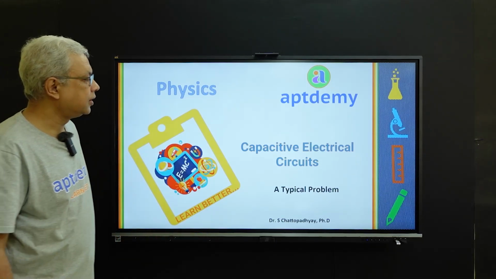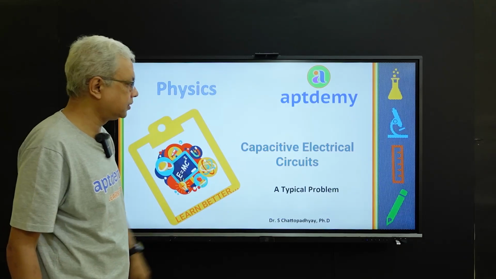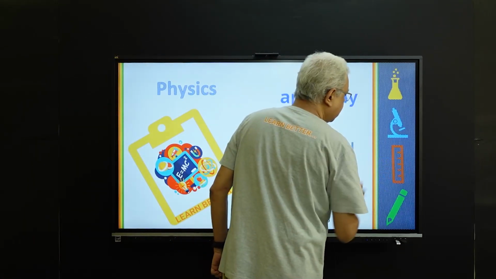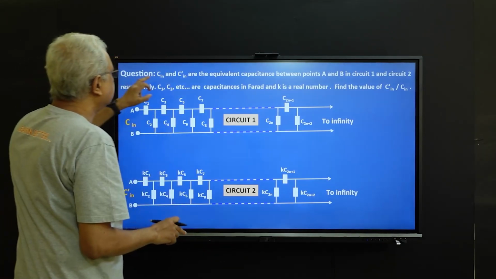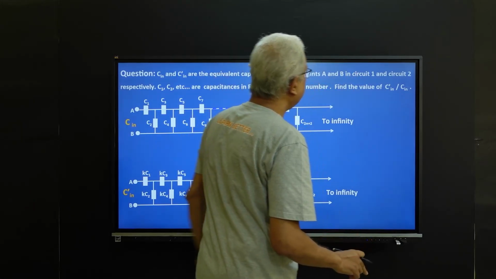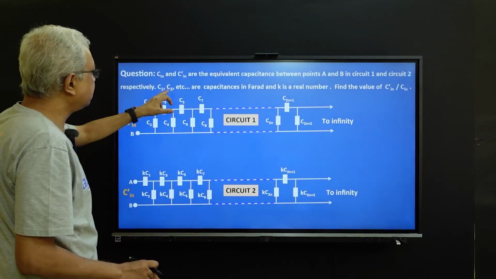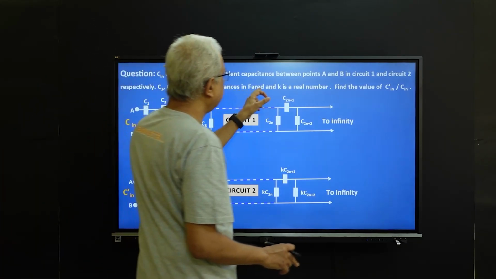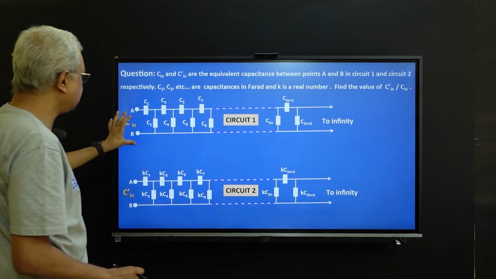We will consider a typical problem from electricity, capacitive electrical circuits. See the statement of the problem. C in and C dash in are the equivalent capacitance between points A and B in circuit 1 and circuit 2 respectively. C1, C2, etc. are capacitances in farad and K is a real number. Find the value of C dash in by C in.